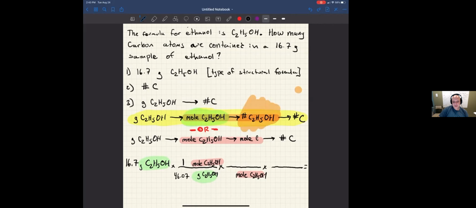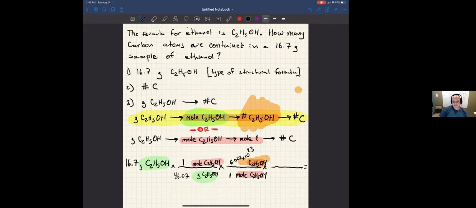And I know that from my plan, I have to convert that to the number of ethanol molecules. And so that's Avogadro's relationship. So the number of ethanol molecules goes in the numerator. So that means that it's 1 mole in the denominator and 6.022 times 10 to the 23rd ethanol molecules in the numerator.